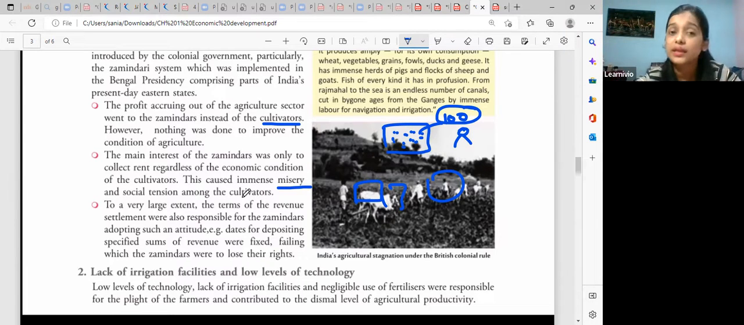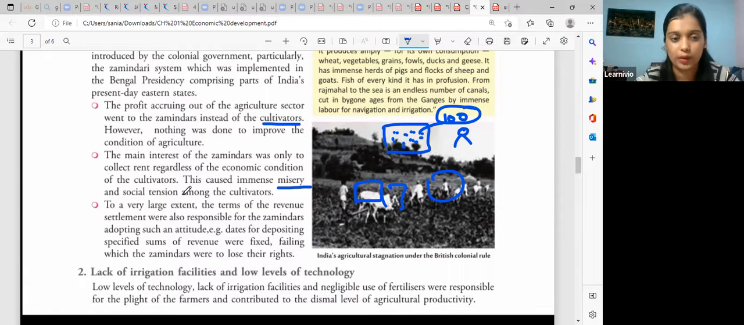What if I'm working hard and even after working hard I have to pay all the tax? I'll say I'm not continuing with agriculture, I'll find some other work. So because of this reason also, few people left the agriculture sector. Clear second point, girls? Yes.